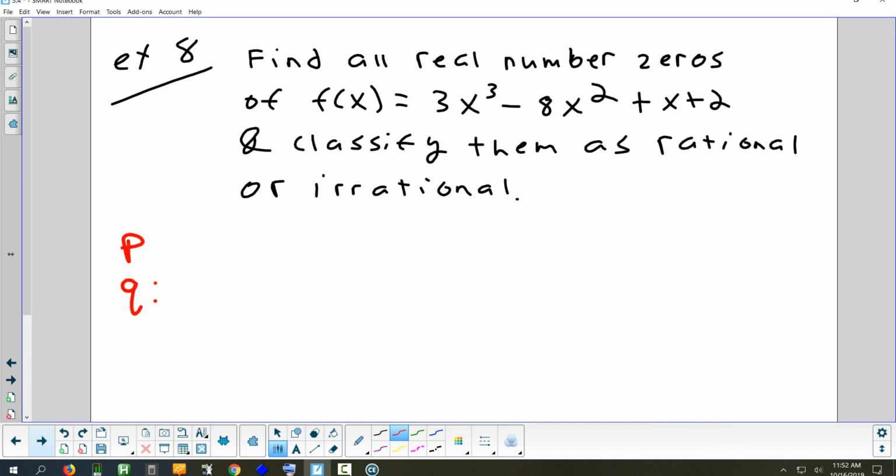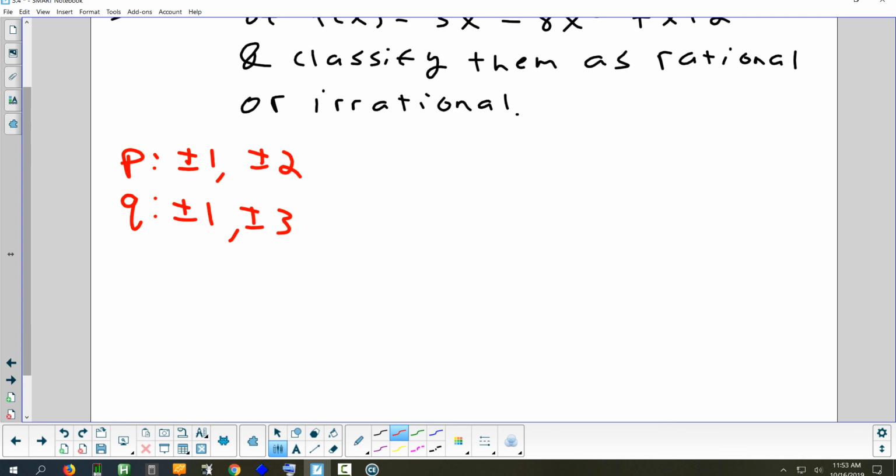So, what are all my possible p's in this problem? Plus and minus 1. Yep. Plus and minus 2. And what are all my possible q's? Plus and minus 3. And plus and minus 1. Yep. So not that bad. We got a few possibilities we got to write out.